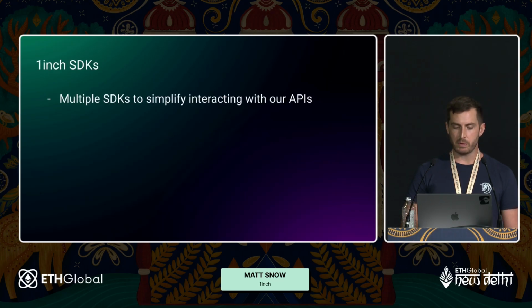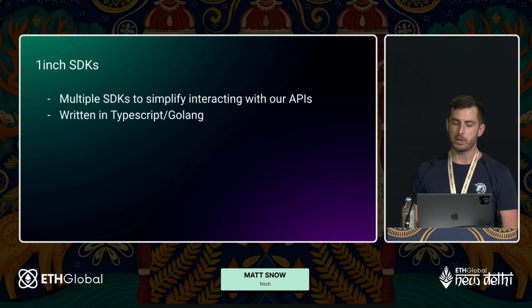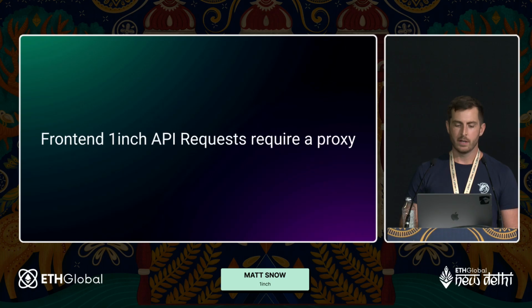We also have some SDKs that we recommend using, especially with Fusion Plus, because there's a lot of call data involved. So we really wanted to help simplify the interaction here. It's written in TypeScript and Golang. We're going to have more languages available shortly.